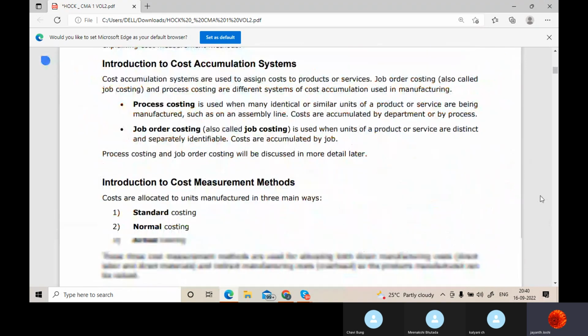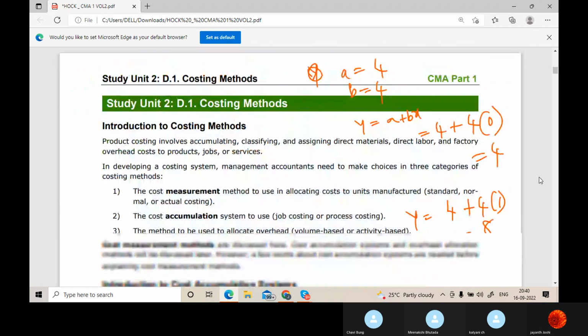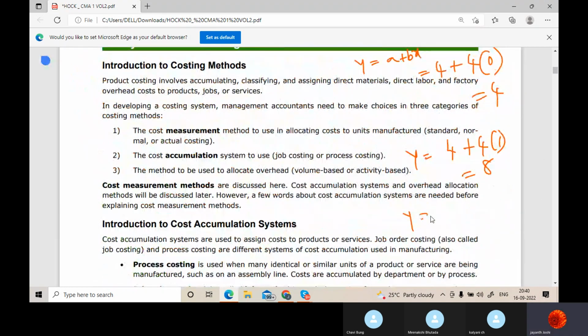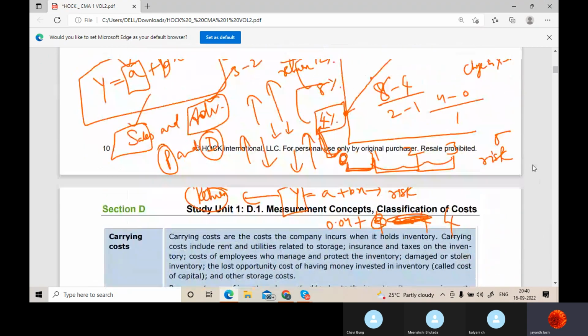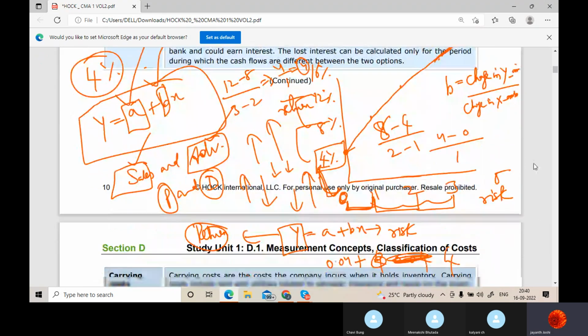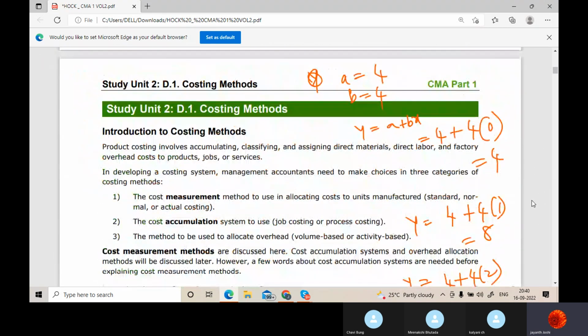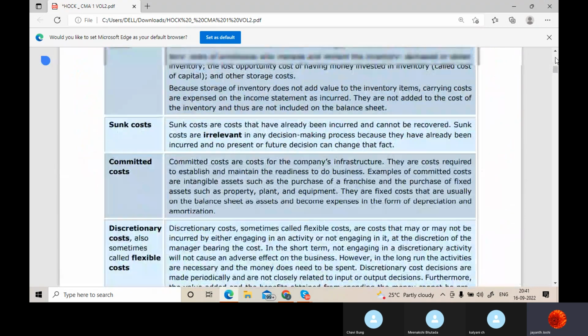I'll change from here. I'll take this 2. So y is equal to 4 plus 4 into 2. So 4 plus 8 is 12 and I get 12 here. Okay, and again I take from 2 to 3. So I take y is equal to a plus b into 3. So it is 16. So you can see, I have proved all the points to you.